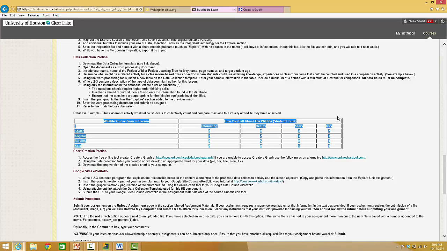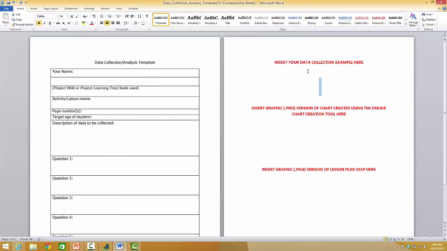If you know how to use Excel, you may use Excel if you want to, as long as you have a graph. Once you put your data in the correct form, you're going to download the picture to here. This would be in this area right here. So you insert this. This is PNG, but if it's JPEG, that's okay too.